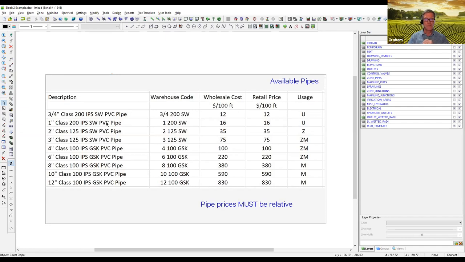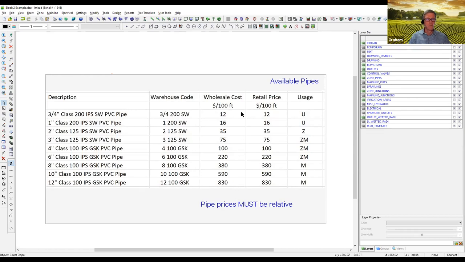The other thing about the pipes is that the pipe prices must be relative. Particularly when you're doing sizing by the linear program, LP, cost is one of the factors that is used in the selection of pipe. So if your 6-inch pipe is cheaper than your 4-inch pipe in the database, IRRICAD's going to use a lot of 6-inch pipe and not very much 4-inch pipe. So these prices are relative. They don't necessarily need to be exact. The closer they are to reality, the better it is.